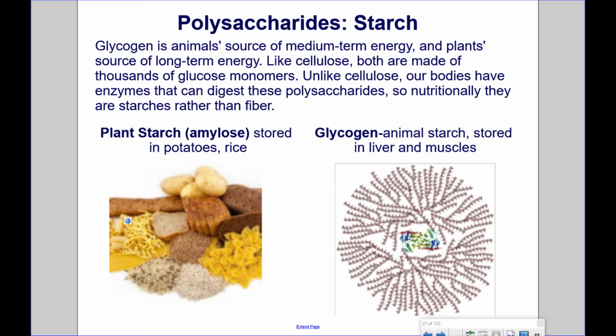Polysaccharides. Starch. Glycogen is animals' source of medium-term energy and plants' source of long-term energy. Like cellulose, both are made of thousands of glucose monomers. However, unlike cellulose, our bodies have enzymes that can digest these polysaccharides, so nutritionally they are starches rather than fiber. The plant starch, amylose, is stored in potatoes and rice. Glycogen is animal starch stored in liver and muscles.